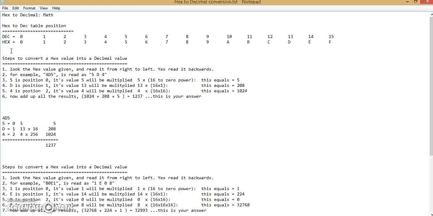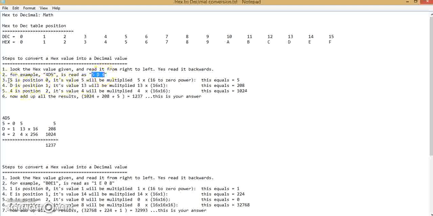Okay, so here's the process that I use. Let's say you have a given hex value. You want to read that from right to left. And yes, that means reading it backwards. So you have a hex value, let's say of 4D5. You want to read that as 5D4.